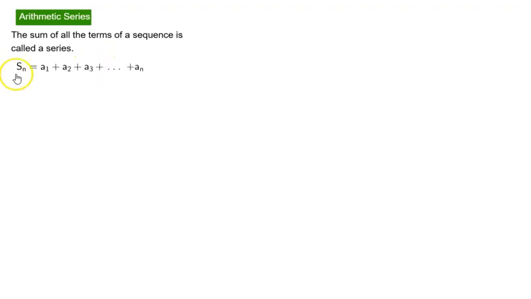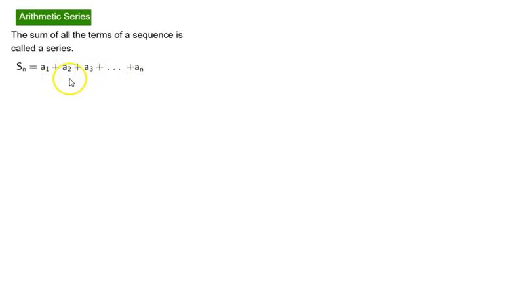In the previous session, we looked at arithmetic progression. Now let's look at arithmetic series. The sum of all the terms of a sequence is called a series. So S sub n, meaning sum of n terms. So S sub n is equal to a1 plus a2 plus a3 plus dot dot dot plus an.